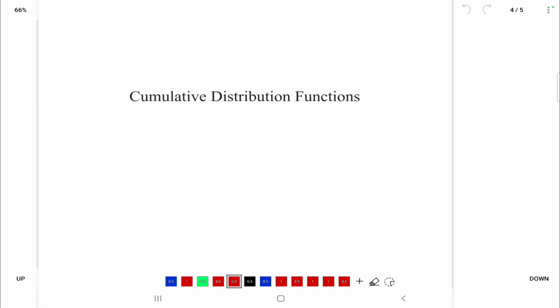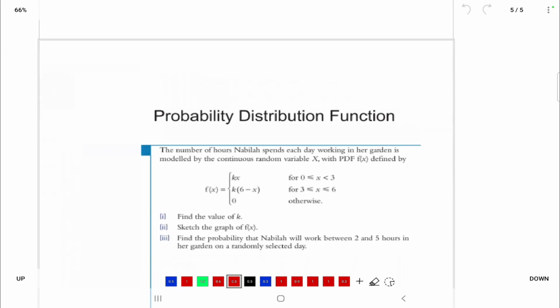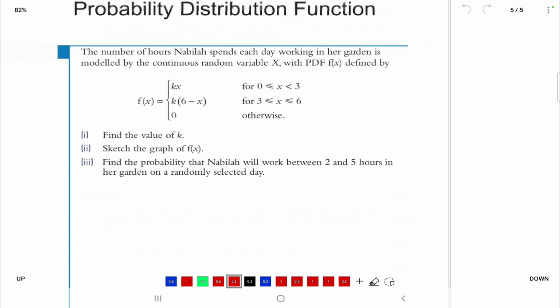Now we will study the cumulative distribution function. We will explain the cumulative distribution function through this example.